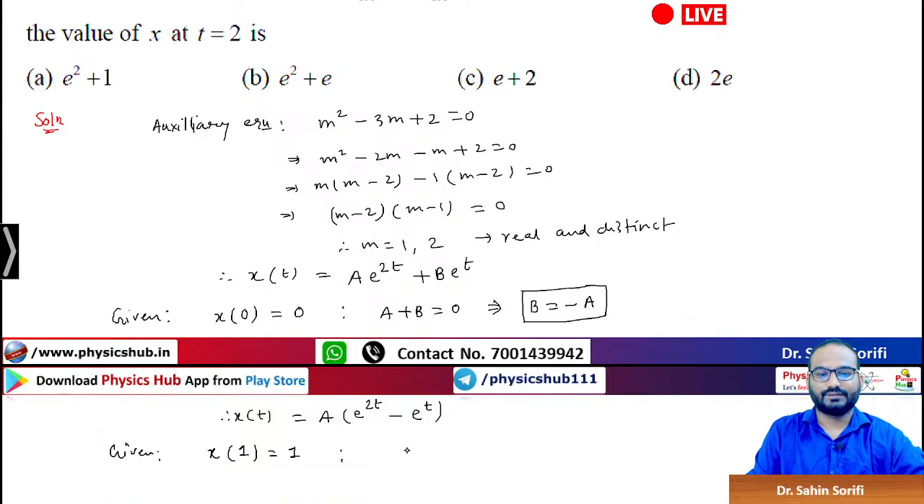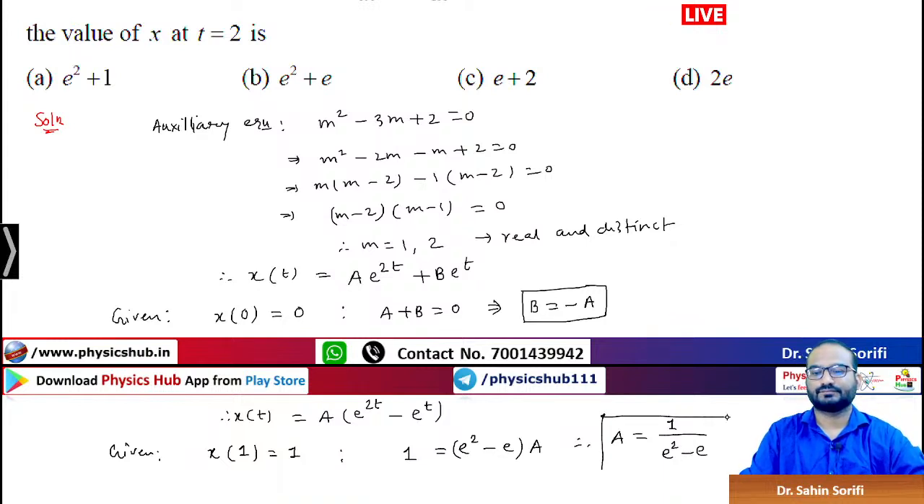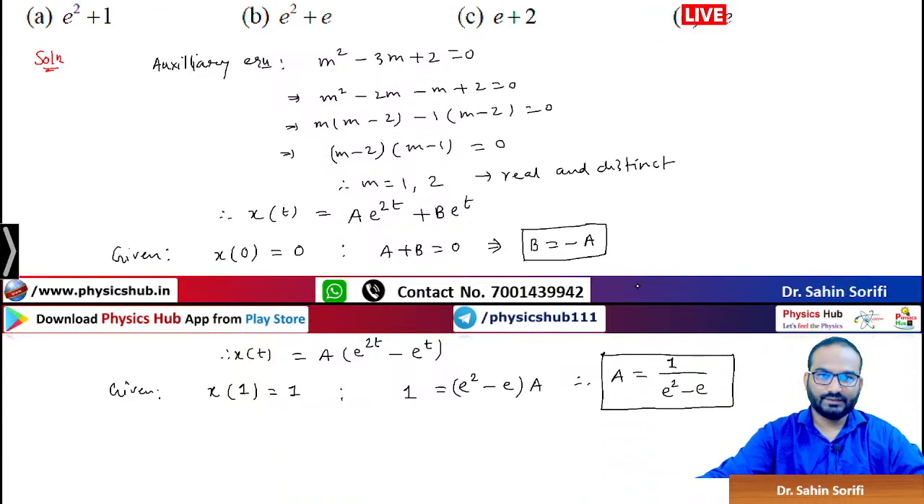So what you can write, 1 equals to a times e square minus e, so a is equals to 1 upon e square minus e. B you are getting.